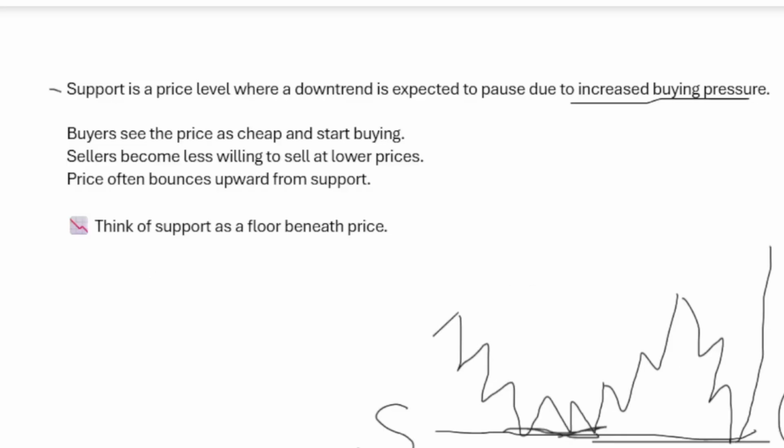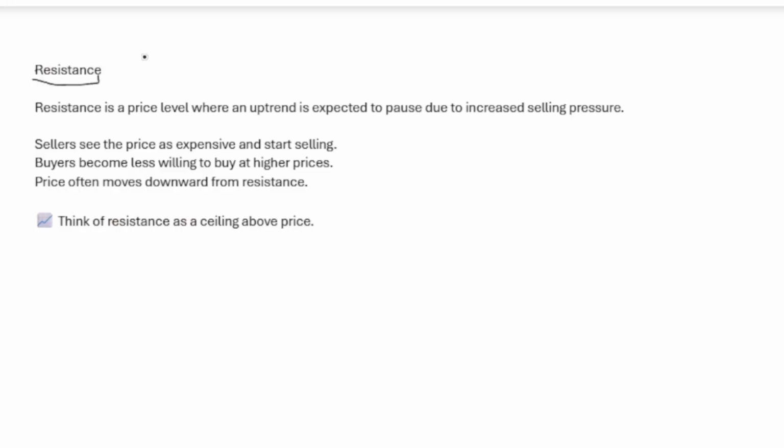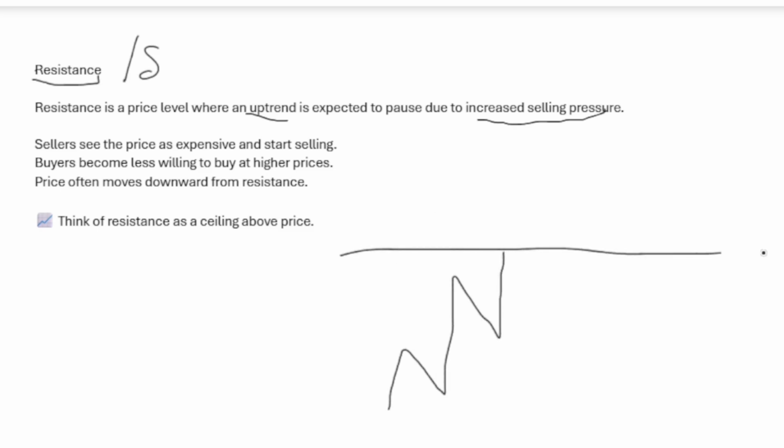Now, let us look at resistance. So resistance is the opposite of support. Resistance is a price level where an uptrend is expected to pause due to increased selling pressure. We are talking about an uptrend. Uptrend is like this: higher highs and higher lows, higher highs and higher lows. Then it reached maybe a point of resistance there.